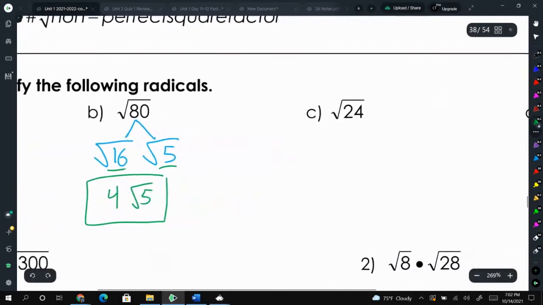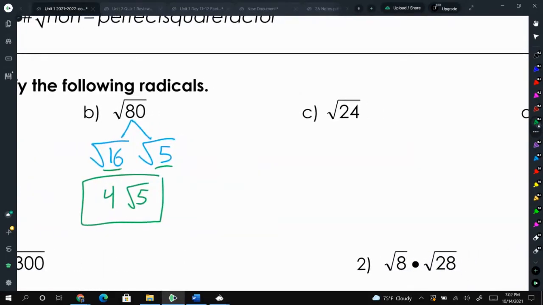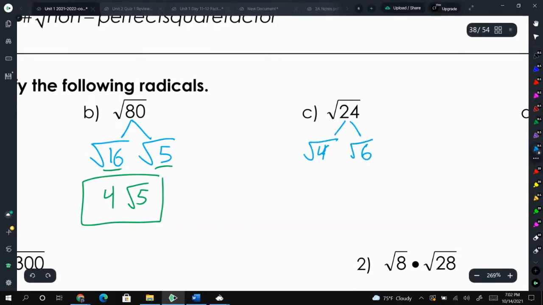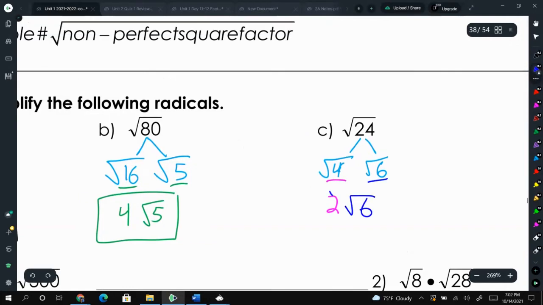One of the common ones that I'll run into is when we look at 24. Students will say, oh, 12 times 2 is 24, and I agree that those two numbers are factors, or they multiply to 24. But 12 and 2 are not perfect squares. One of those numbers that you break this up into needs to be a perfect square. So we can do 4 and 6. The square root of 4 is 2, and the square root of 6 cannot be broken down, and that is our answer.